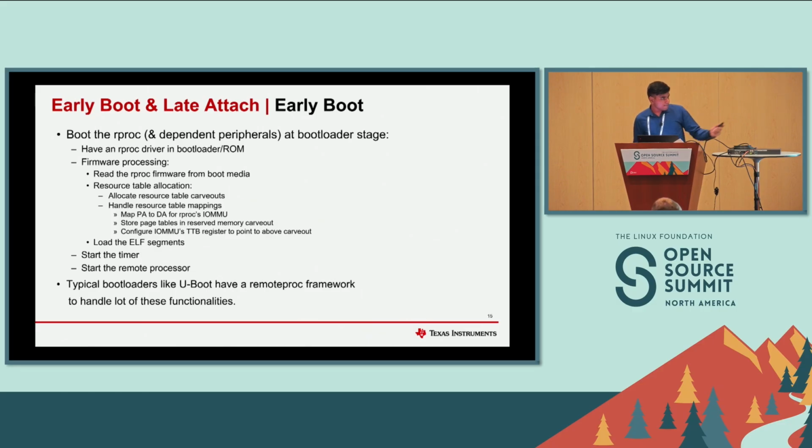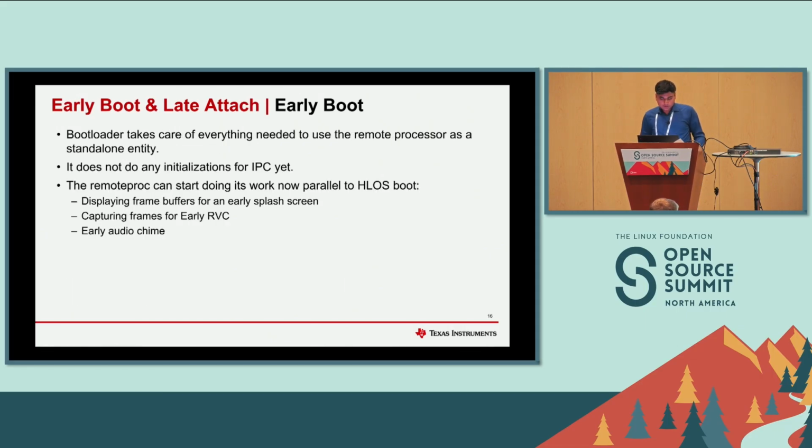Then you load the ELF segments into the memory, internal memory, or your DDR, wherever it is. Then you start the timer that would be needed for your remote processor, and finally you start the remote processor. Typical bootloaders like Qboot have a remoteproc framework to handle all of these functionalities, but if you are doing a custom bootloader, you'll have to do all of this. Now, at the early boot stage, you just need to do everything to use this remote processor as a standalone entity. You don't need to do any IPC or something like that.